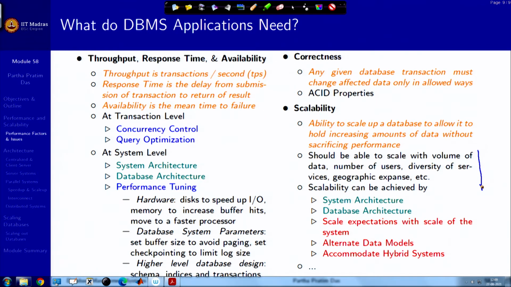are going to develop. So, the question is, does RDBMS scale up properly, and what are the factors that decide the scale up? Again, scalability can be primarily achieved by tuning the system architecture and the database architecture. This is the same as what you have in terms of the usual RDBMS application development. But there could be issues which go beyond that. You want to scale to a point where even by tuning system architecture or database architecture, you may not be able to handle everything. So, can you scale expectations with the scale of the system?